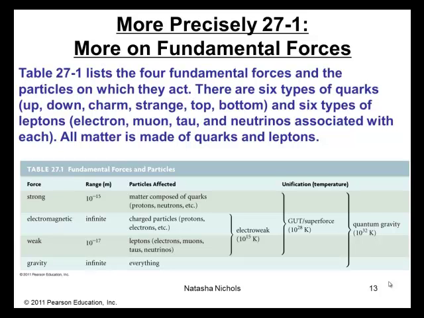Table 27.1 lists the 4 fundamental forces and the particles on which they act. There are 6 types of quarks: up, down, charm, strange, top, and bottom, and 6 types of leptons: electron, muon, tau, electron neutrino, muon neutrino, and tau neutrino. All matter is made of quarks and leptons. And remember, all matter only comprises 4% of the universe.